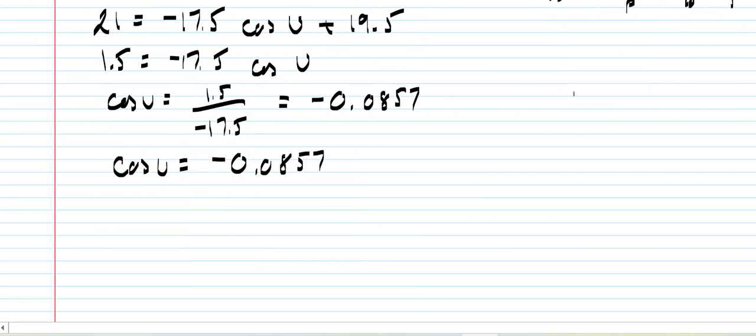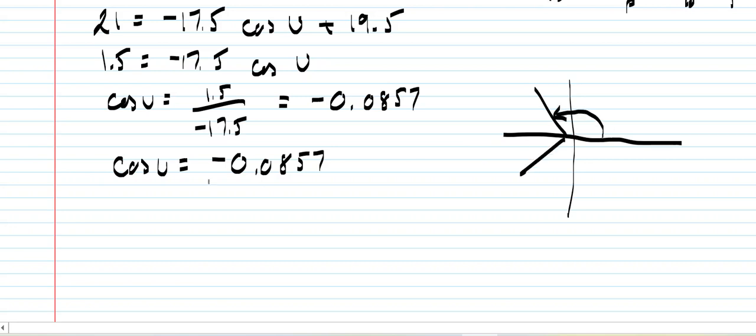Now I know that the cosine is negative in this quadrant and in this quadrant. So this is our angle right here that we're finding. And we have to find another angle that's going to be all the way over here. Again, this is where cosine is negative. So let's just call this u sub 1.